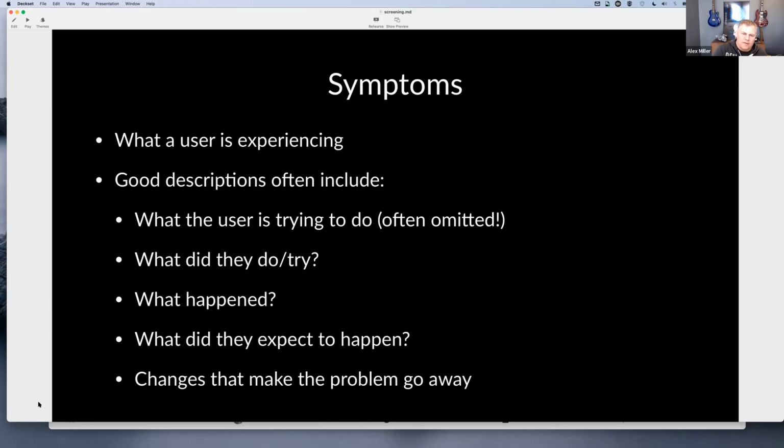So a lot of times bug reports that come in, usually through Ask Clojure these days, are really in terms of symptoms. So they're, I tried to do something and it didn't work. So good symptom descriptions include what they're trying to do. And I'd say that's the number one most important thing. And it's often one of the most commonly omitted from the description.